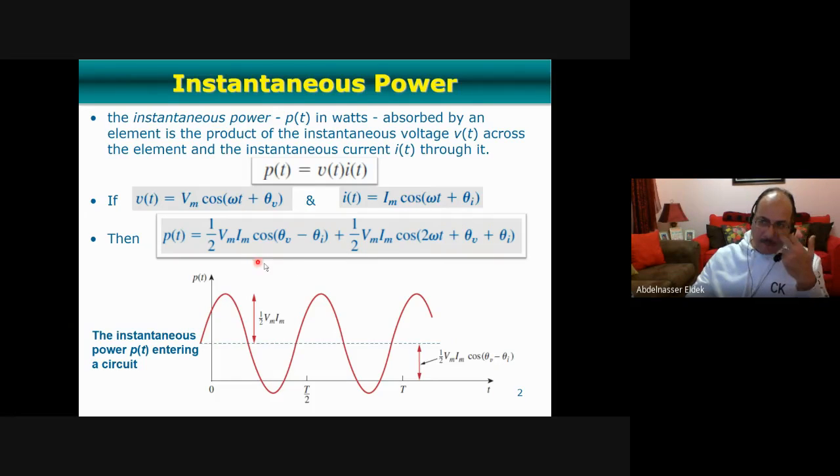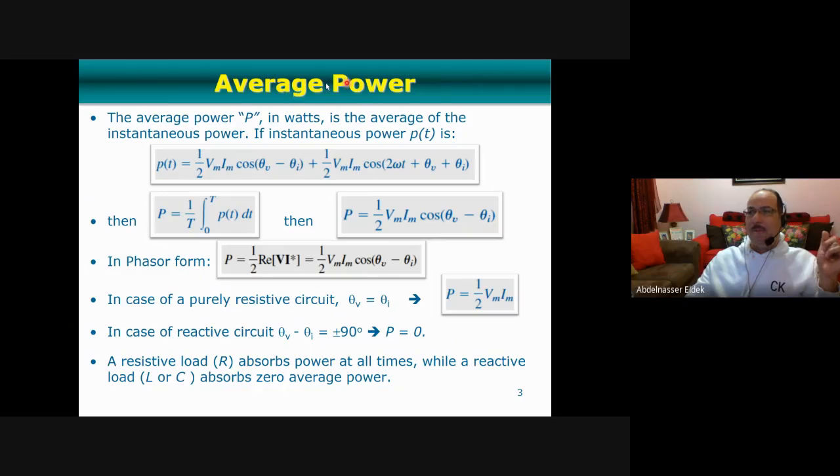We call this the average power. So if you want to calculate the average power, it is 1/2 Vm Im, where Vm is the maximum voltage and Im is the maximum current, times cosine of the difference between theta V and theta I. So here, this is what we call the average power. The average power is simply 1/2 Vm Im cosine of theta V minus theta I. This is the average power.